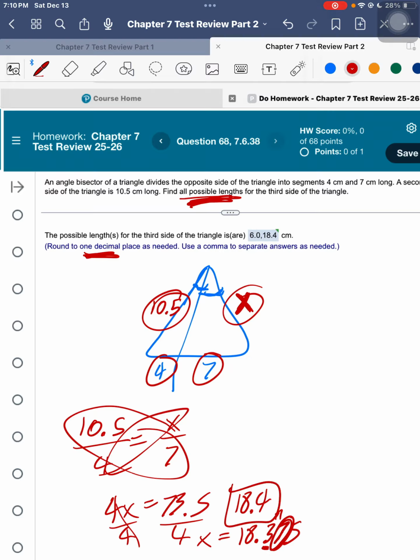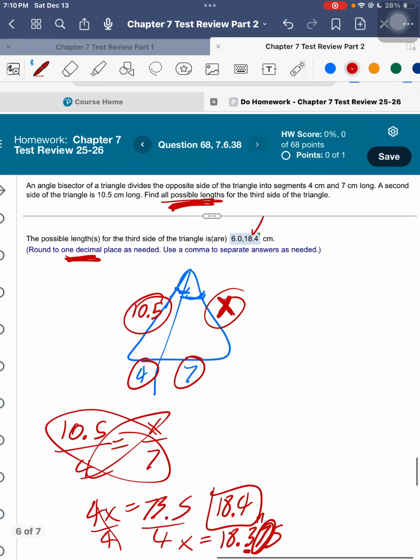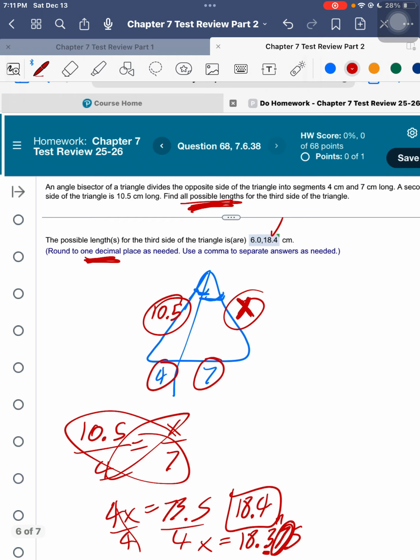And why do I say the first x? Because this tells me, hey, a second side of the triangle is 10.5. Did they specify which side of the triangle? Did they say, hey, the side of the triangle adjacent to 4 or the side of the triangle adjacent to 7? No, they just said a side. So there's a world that exists where this triangle has the 10.5 on the left-hand side, and there's another world where this triangle has the 10.5 here, and the x here.